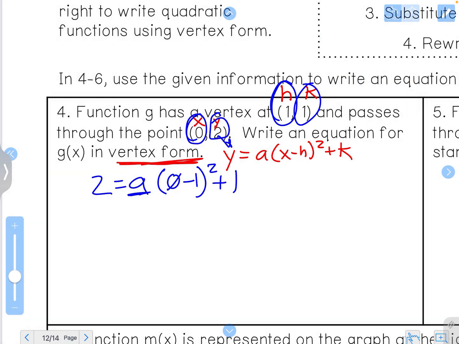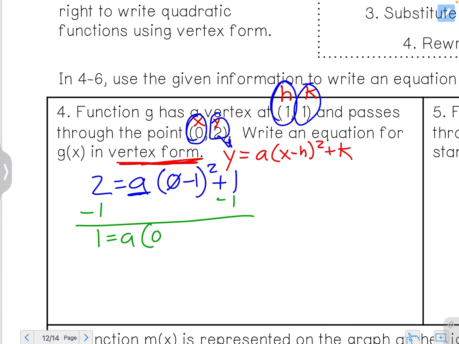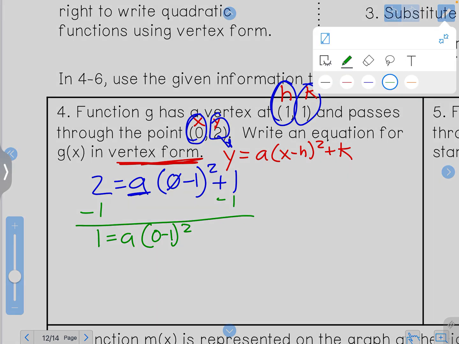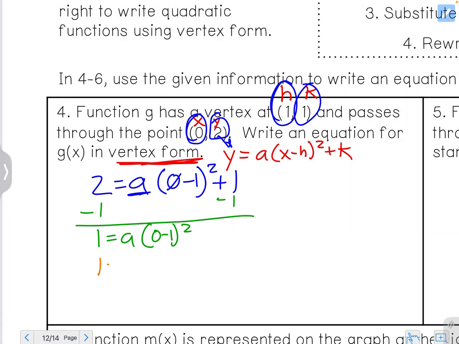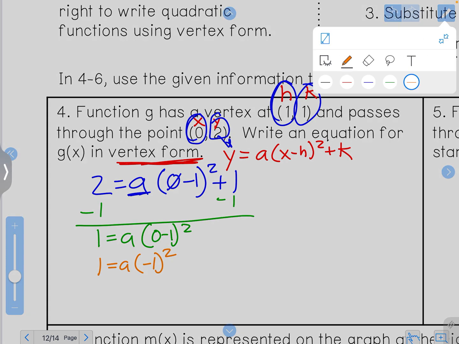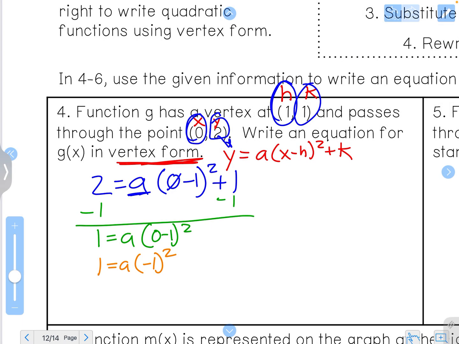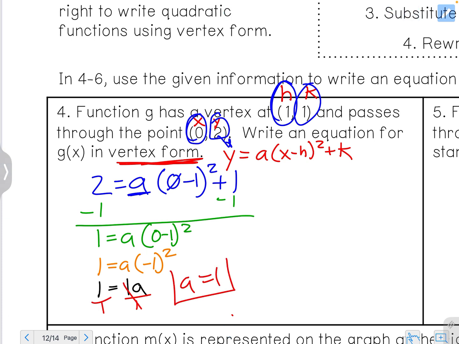So the first thing that I'm going to do is subtract 1 from both sides. So 2 minus 1 is 1 equals a parentheses 0 minus 1 squared. Now I'm going to do what's in my parentheses. So 1 equals a, 0 minus 1 is -1 squared. And then I'm going to go ahead and square that -1. So 1 equals a, -1 times -1 is a +1. And I'm going to put that number in front of a. And we know that if you want to, you can go ahead and divide by 1. And so 1 divided by 1 is simply 1.